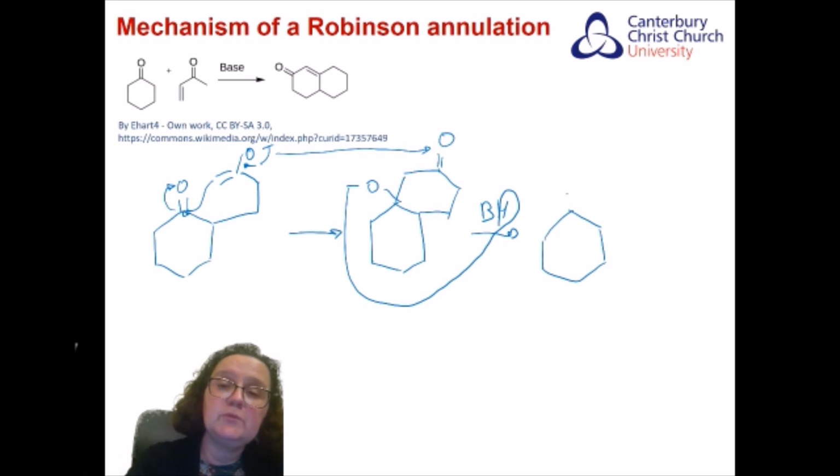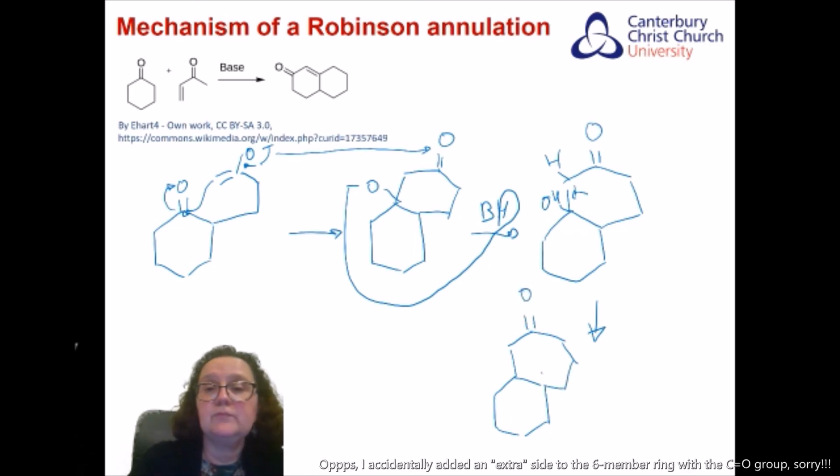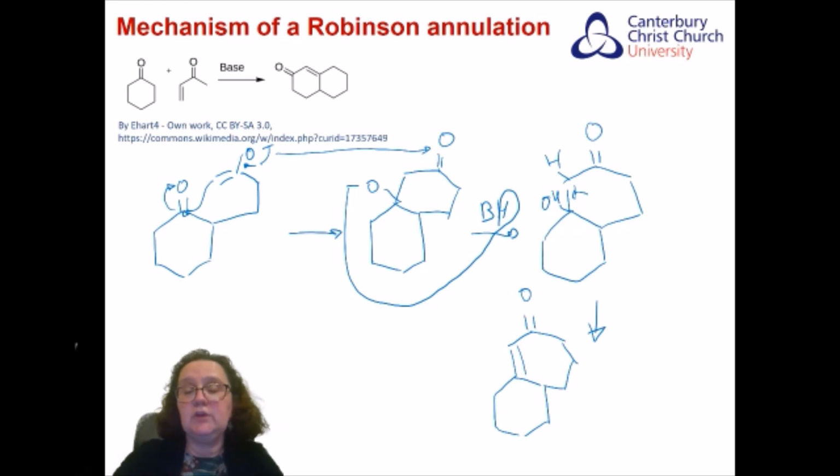Again, I draw the 6-member rings. I draw the ketone, which is here, and I draw the OH here. And then by an elimination process, I end up forming the double bond in this carbon here, and I produce the final product, which is the 2 fused 6-member rings with the ketone here and a double bond between those 2 carbons. So a conjugated ketone in 2 fused 6-member rings.